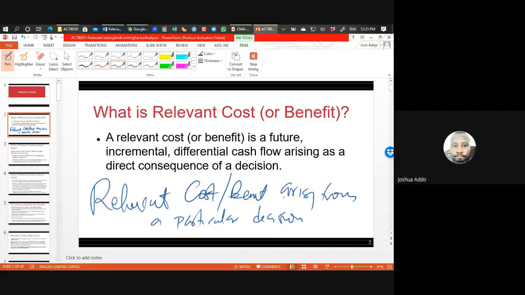Relevant cost also must be a differential cost. It must be a differential cost. Even though I'm using cost, the same thing applies to benefit. Relevant cost or benefit must be a differential cost or differential benefit. What do we mean by differential cost or benefit? It is the difference in cost between two decisions. For example, we'll talk about it very soon. For example, we want to take a decision of whether we want to produce a product by ourselves, that is, produce the product in-house, or outsource the production of the product to an outside organization.